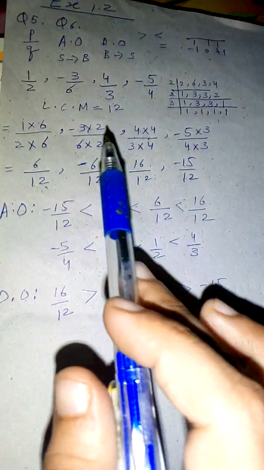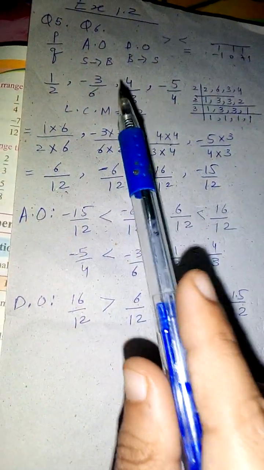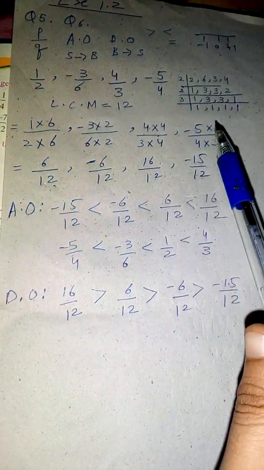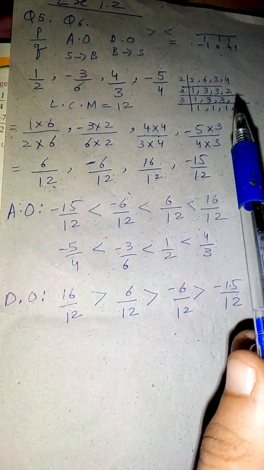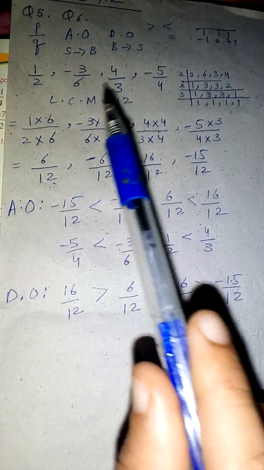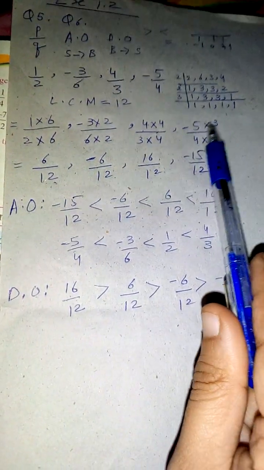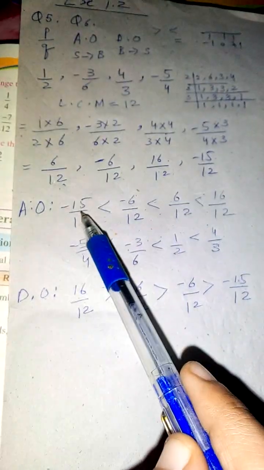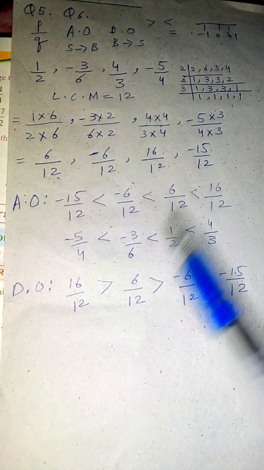The process will be the same for questions 5 and 6, ascending and descending order. You just follow the rule. The questions are not necessary to understand; you need to understand the formula and the concept. Any question from any book you can solve if you understand the concept. Whenever you have to compare values, always find the LCM, then make the denominators the same, then arrange in ascending order and descending order. Thank you.